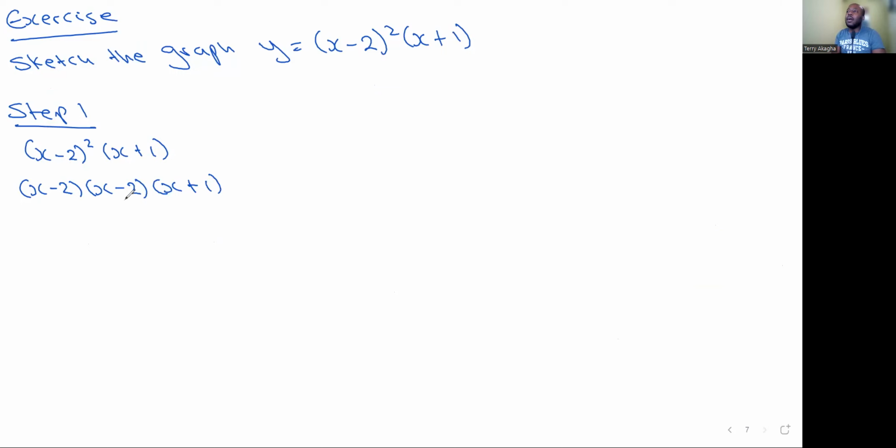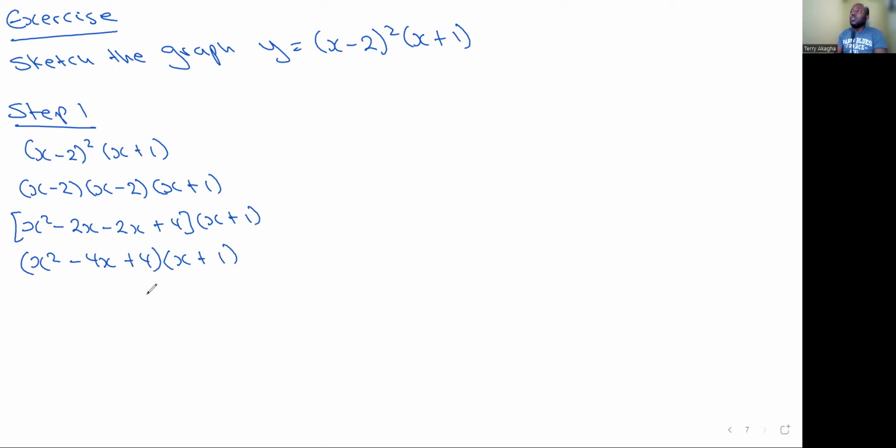So I'm going to open these two brackets first. We're going to have x times x will give you x squared. X times this will give you minus 2x. Minus 2 times x will give you minus 2x. Then we now have minus 2 times minus 2, which will give you plus 4. Then we also have x plus 1. So this will now give you x squared minus 4x plus 4. I will now have x plus 1.